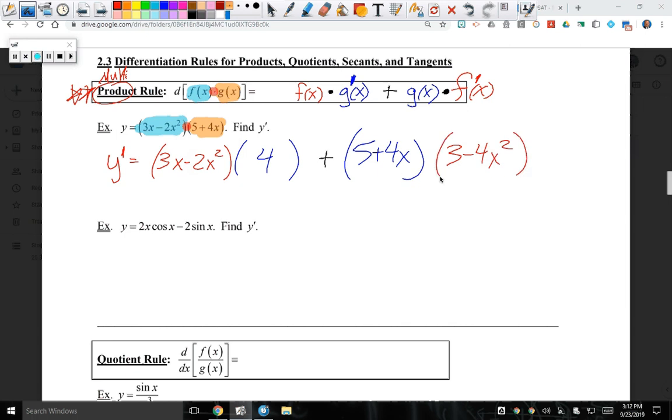Right now, this is my answer. That should be... Why is it being 4x squared? Oh, my bad, no squared. Thank you for catching that. Right now, this is my answer, non-simplified.